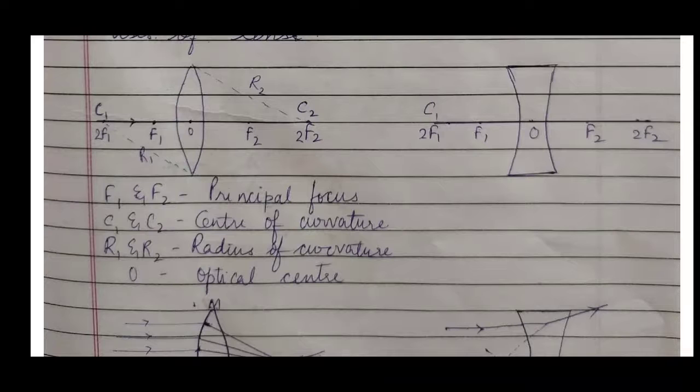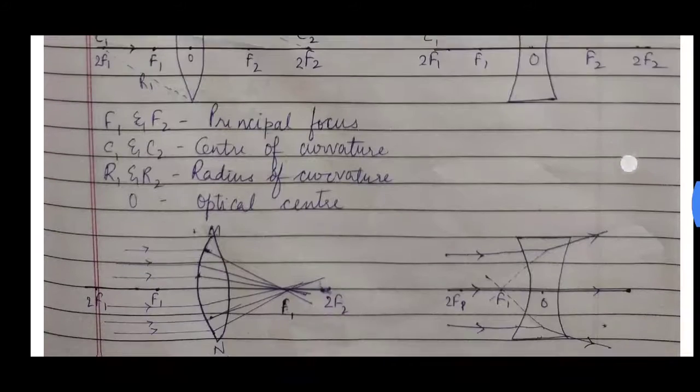It has f1, f2, optical center, f2 and 2f2 and c1. f1 is the part where the ray of light comes, and f2 is the part where it hits and moves to the another medium, behind the mirror or in front of mirror we can say. So on the left side we have f1 and 2f1, and on the right side we have f2 and 2f2.